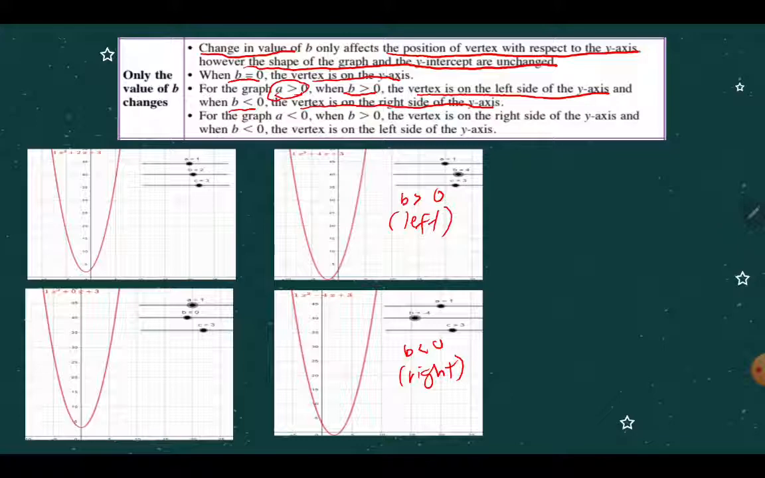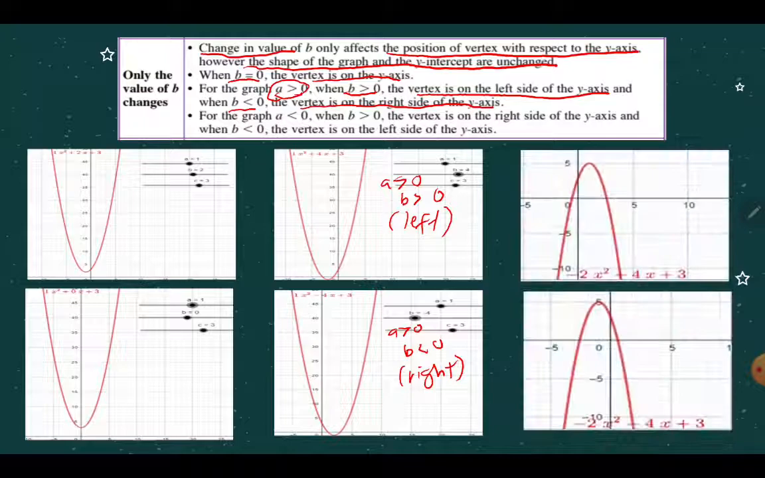Okay, in both cases, this is for the maximum graph. How about the minimum graph? For a less than 0, it states that when b is greater than 0, the vertex is on the right side of the y-axis. However, when b is less than 0, the vertex is on the left side of the y-axis.